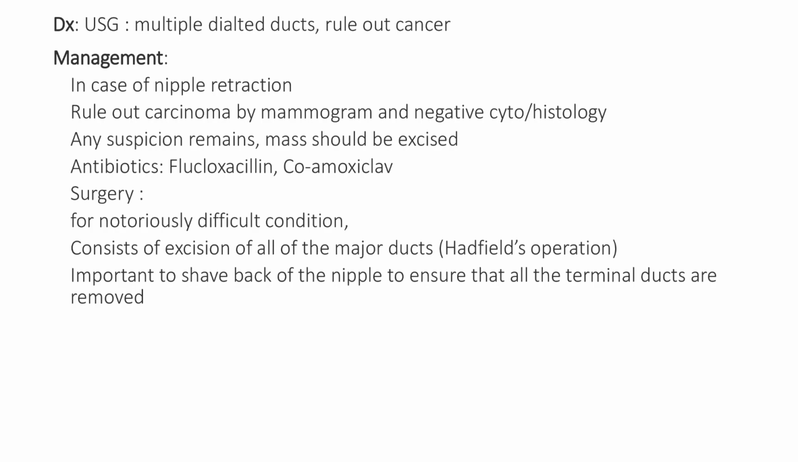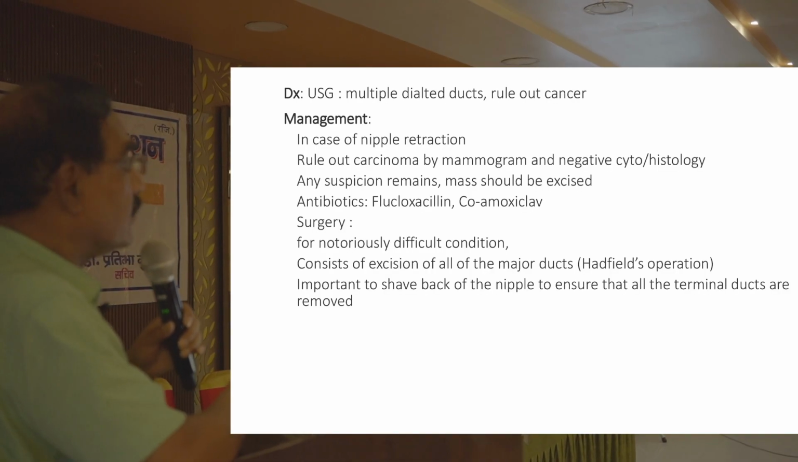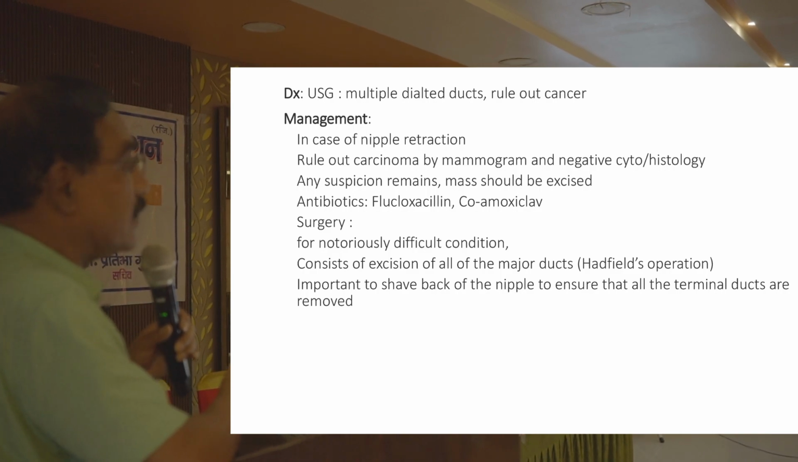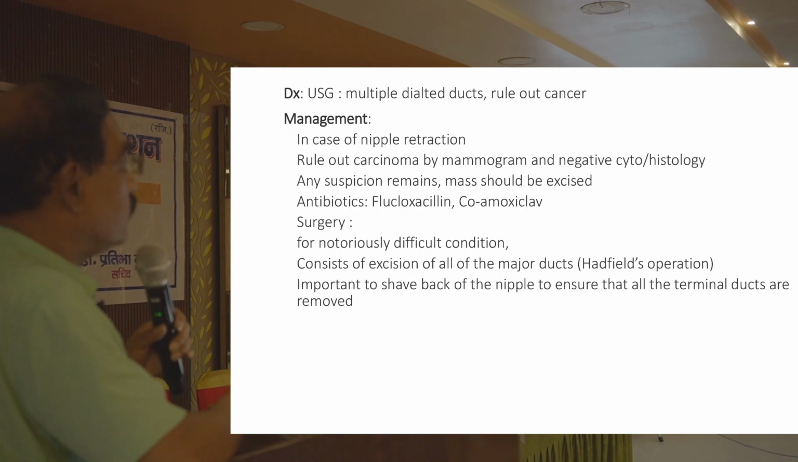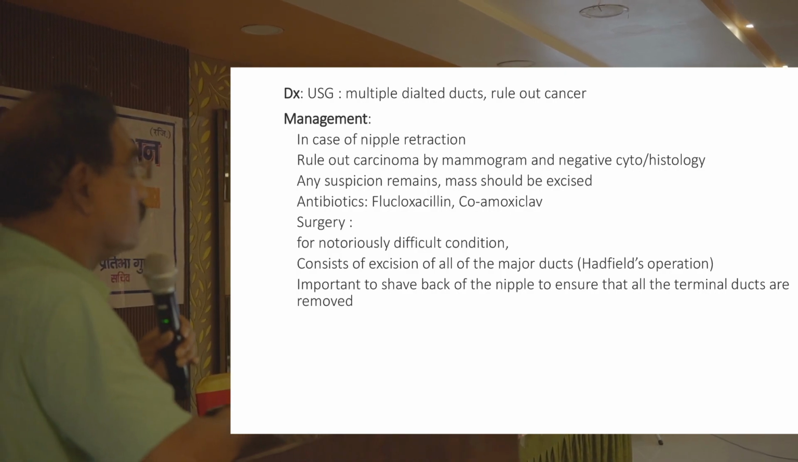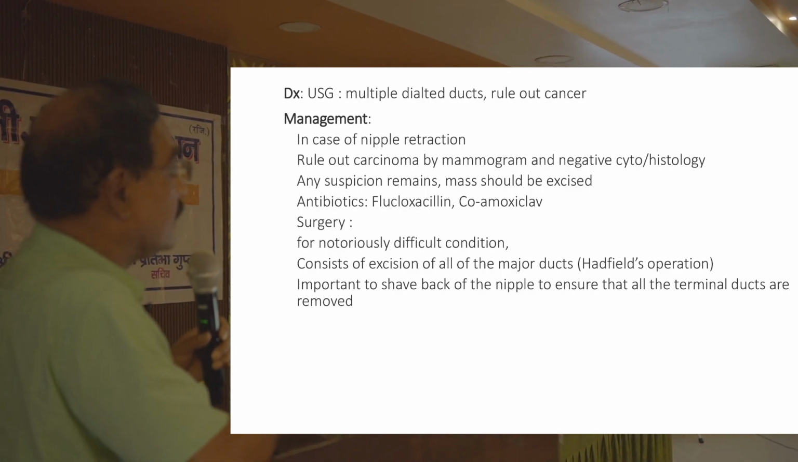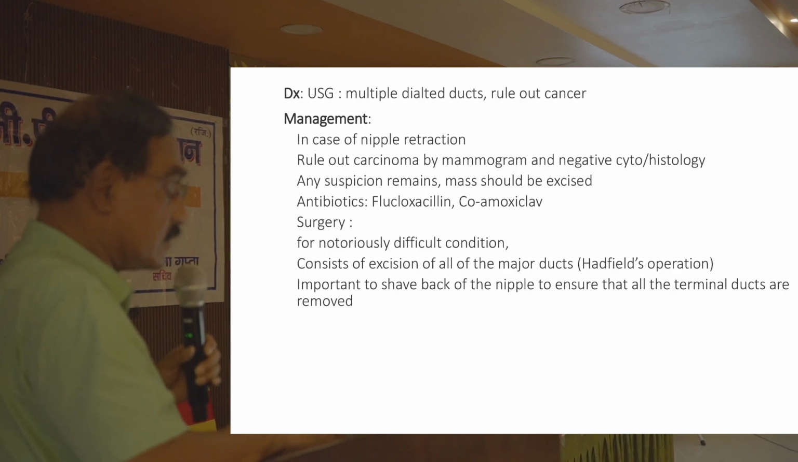In that case you have to rule out cancer also. Management: in case of nipple retraction in duct ectasia, rule out carcinoma by mammogram and negative histopathology or FNAC. If any suspicion remains, the mass should be excised. We come across many such patients in the clinic. Antibiotics to be given are flucloxacillin and co-amoxiclav, and surgery for this notoriously difficult condition consists of excision of all the major ducts. It is important to shape back the nipple and ensure that the terminal ducts are removed.